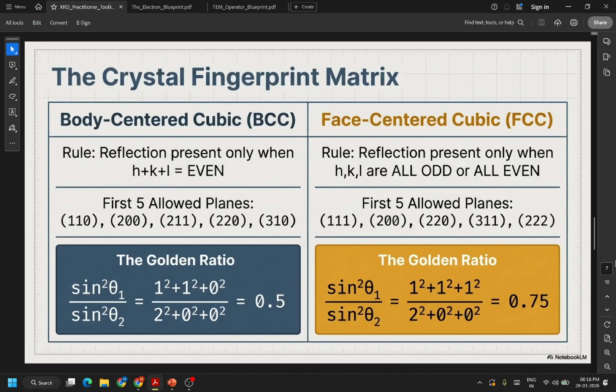Then we studied the different selection rules for BCC. H plus K plus L should be even. So allowed planes are 110, 200, 211, 220, 310. For FCC, HKL have to be all even or all odd. So 111, 200, 220, 311, 222. These are the allowed planes.